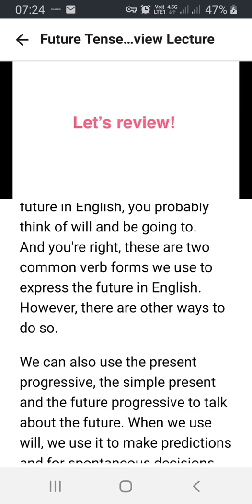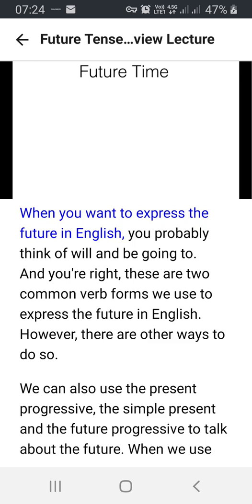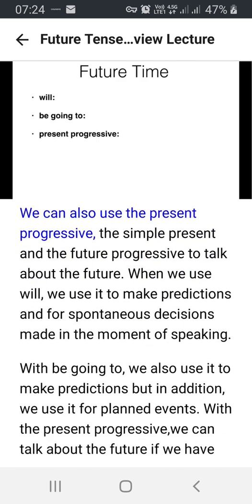Let's review what we've learned. When you want to express the future in English, you probably think of will and be going to. And you're right. These are two common verb forms we use to express the future in English. However, there are other ways to do so. We can also use the present progressive, the simple present, and the future progressive to talk about the future.